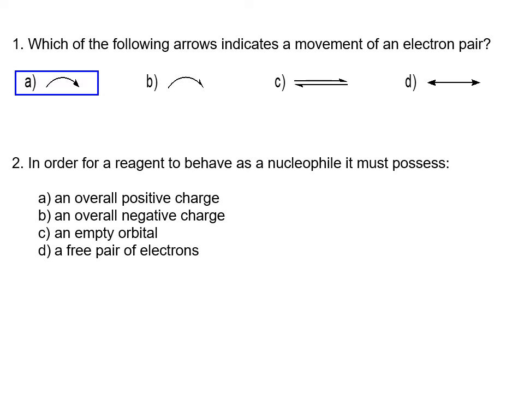C, an empty orbital. An empty orbital is a feature of an electrophile. An electrophile has an empty orbital. D, a free pair of electrons. A nucleophile is an electron pair donor. So by definition, a nucleophile must possess a free pair of electrons. That means that the correct answer for question 2 is D.